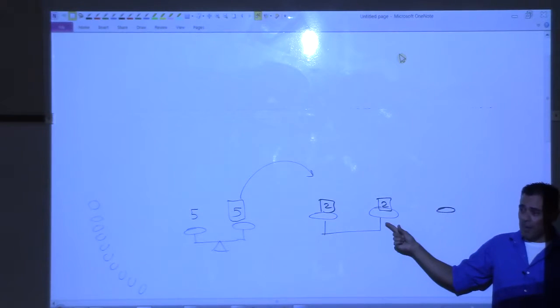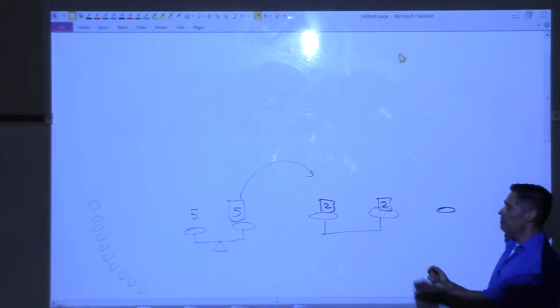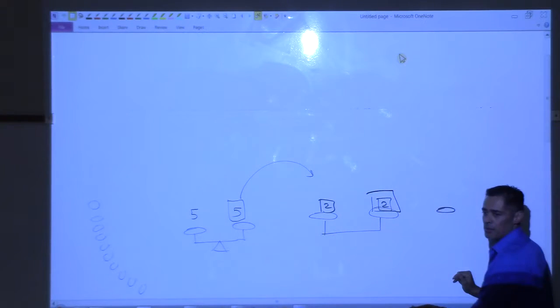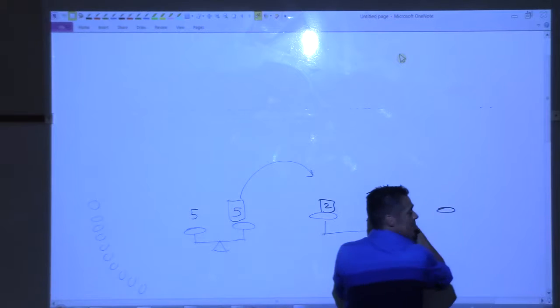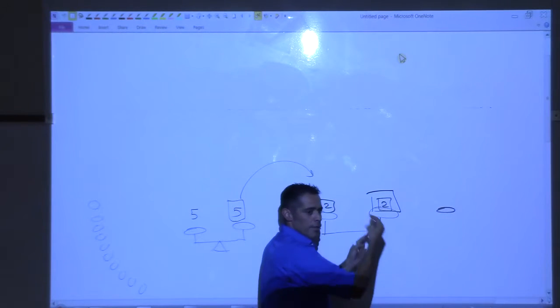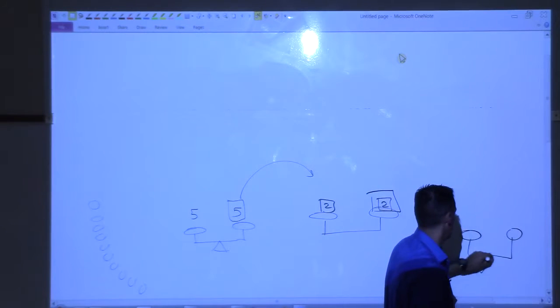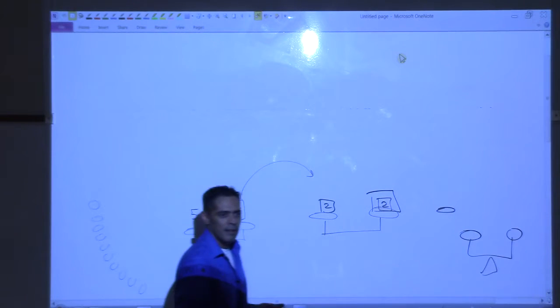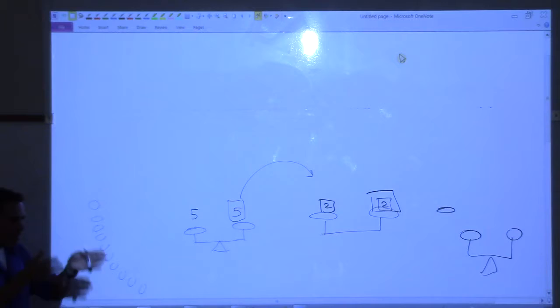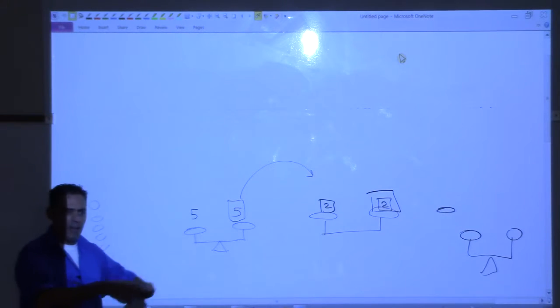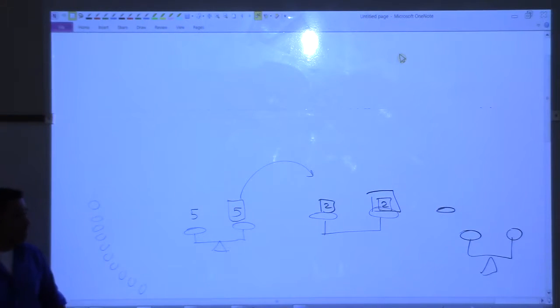If this doesn't balance, one side's going to go down. Let's say it's that side goes down. Then it's got to be in here, right? So you do a third weighing of just those 2. And of course, one side's going to go down. The minimum is 3. 5 and 5, 2 and 2, 1 on the side. That's the answer they wanted.